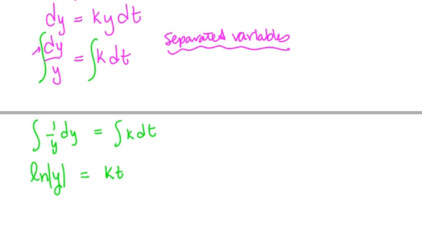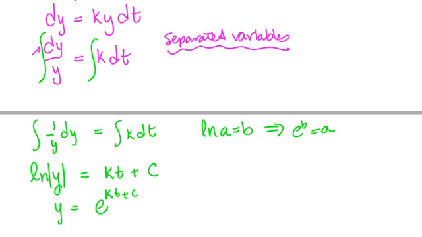And k becomes kt, and we have to introduce an integration constant. Now I want to get y all by itself, so I am going to write this as an exponent. So y equals e to the kt plus c. All I'm using there is that this would be written as e to the b equals a. Same principle. So this time my variables are a little bit more complicated.